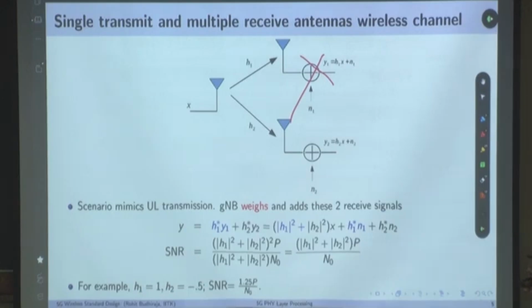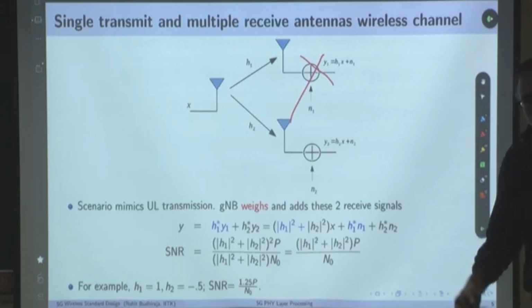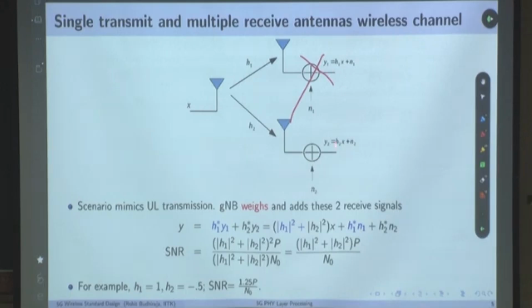You are in the basement of a building. Suddenly, the base station has the second antenna, this one. What is happening? The SNR gets increased by a factor of 5. The capacity increases by a factor of 5 because you are in a low SNR regime. That is how the second antenna is helping. If this was not there, you were in a bad state. So, you see a gain of 5 times with such a simple example.